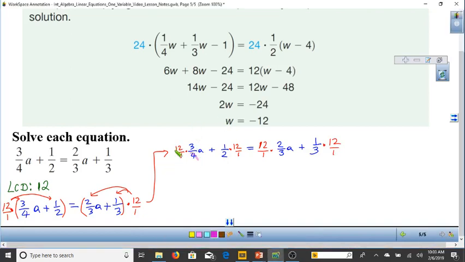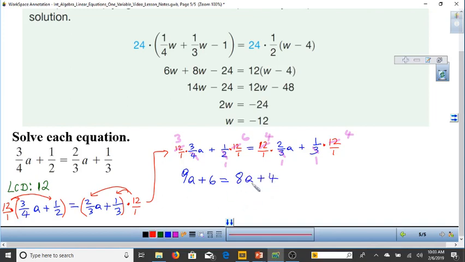And then when I do that, look at what happens. This 4 cancels with that 12, leaving 3. This 2 cancels with that 12, leaving 6. This 3 goes into that 12, leaving 4. And this 3 goes into that 12, leaving 4 again. And then I just multiply the numerators, and the denominators are all 1. So 3 times 3 times A is 9A, which would be over 1. And then plus 6 is equal to 4 times 2A is 8A plus 4.